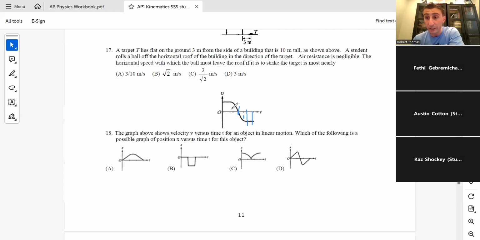As long as the area is positive, you still have positive displacement. The only time it goes to 0 is when you're at the end of the time.